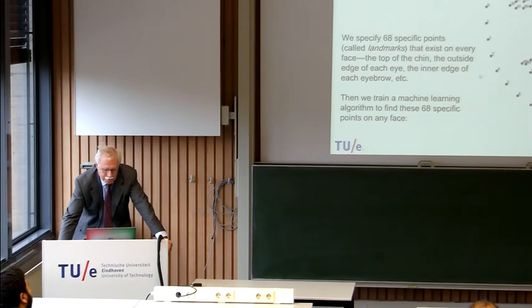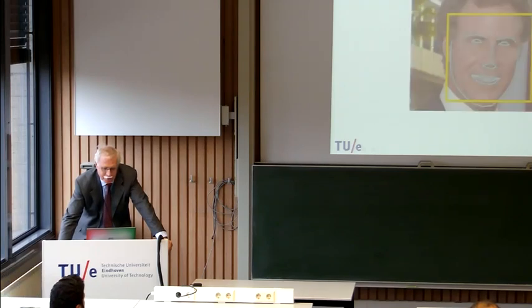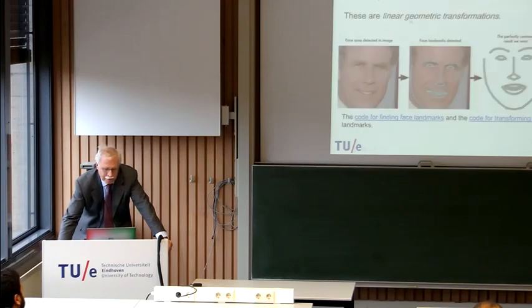So we have these points, and now we train a machine learning algorithm to find these 68 points on the face. And here we have these points, and we connect them with these lines. So we have the jaw outline, nose, mouth, eyes. And then we have affine transformations.